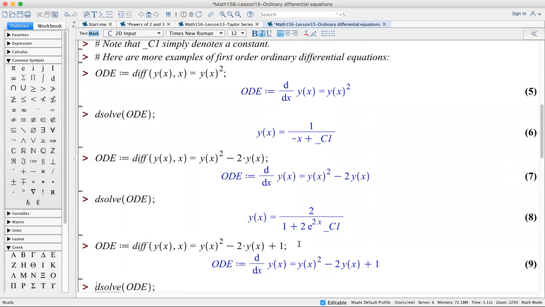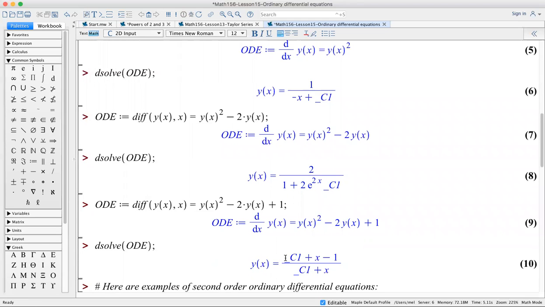Here's another differential equation. dy dx is y squared minus 2y plus 1. What is the general solution? Some constant plus x minus 1 over the same constant plus x. And there are other ways to write it, but that's the solution.